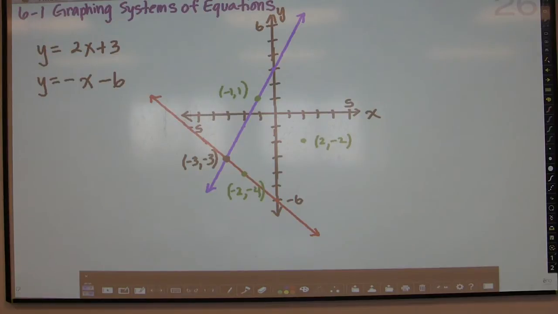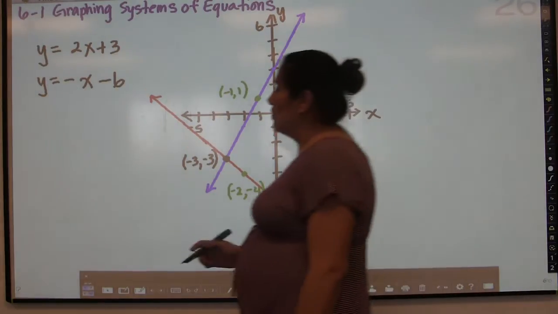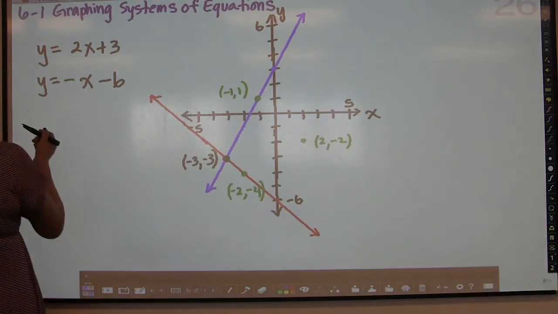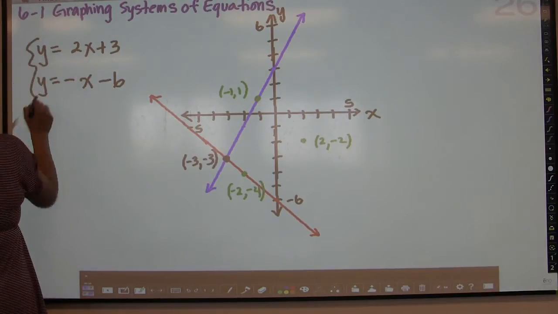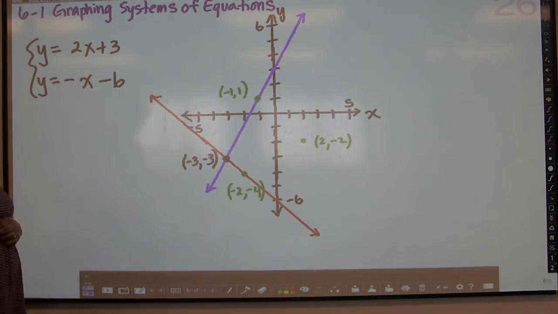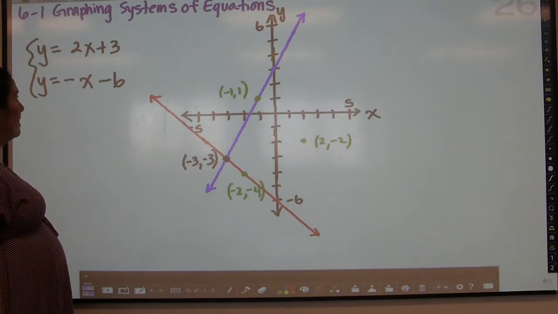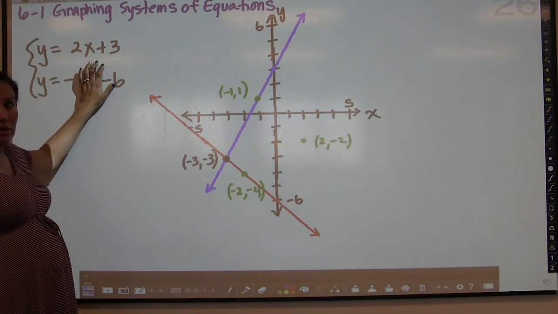So what I have here on the board is basically two equations, y equals 2x plus 3 and y equals negative x minus 6. Typically we use a little curly bracket like that to indicate that we have a system because there's two equations combined. And before I get going, hopefully you still remember how to graph.